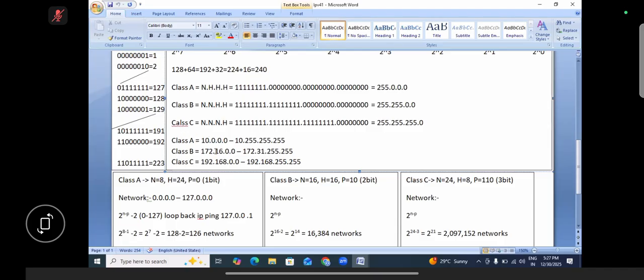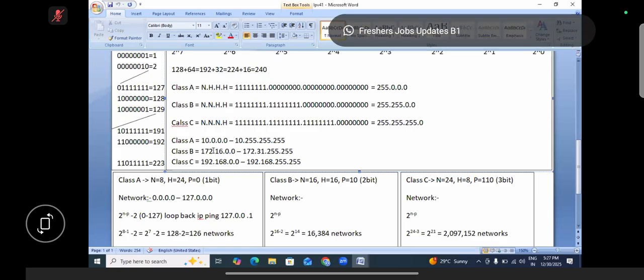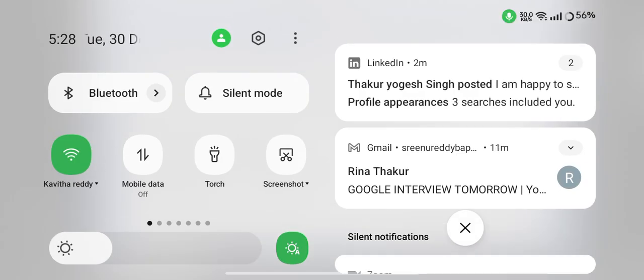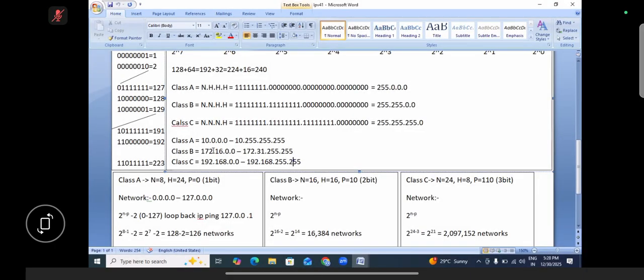So what is the difference between a private IP address and a public IP address? The public IP address is for the internet. Apart from this range, everything belongs to public. In between the range, private. A few people ask, sir, can we provide 11.0.0.0? It's your wish, guys, you can provide it, it's not a problem.